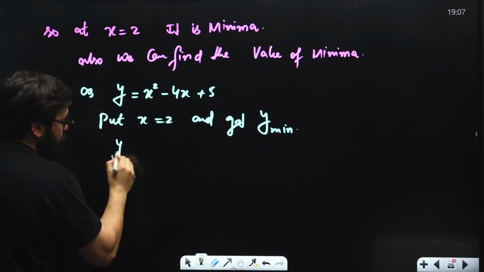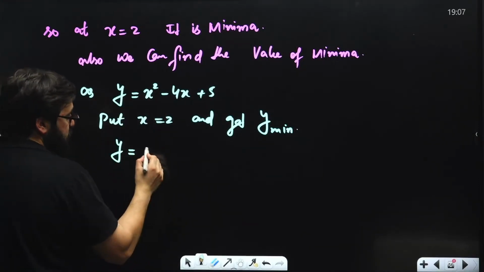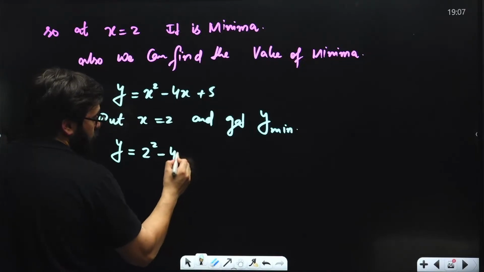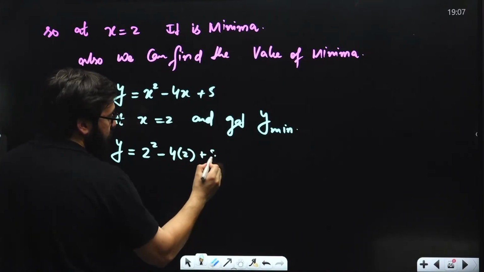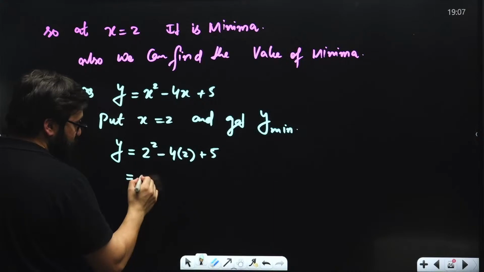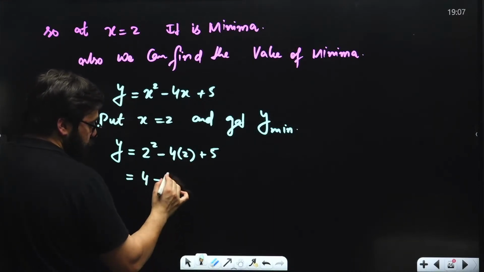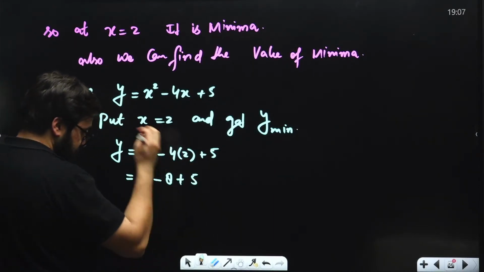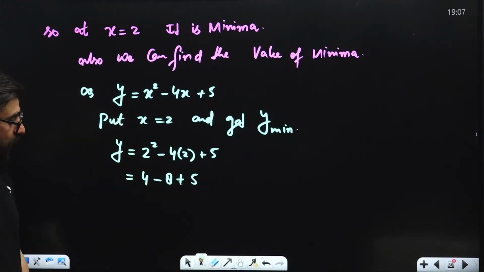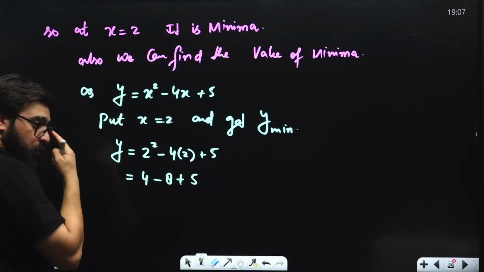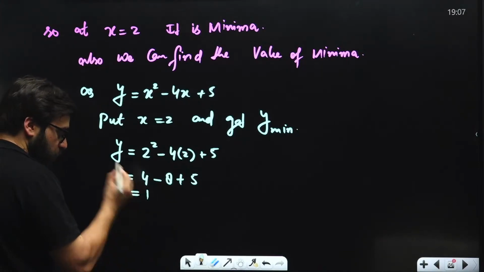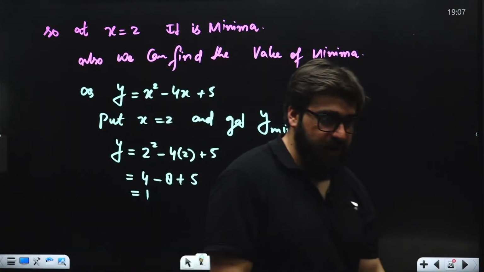So I can write y is equal to, put x is equal to 2, 2 square minus 4 into 2 plus 5. So this will be 2 square is 4, minus 4 into 2 is 8, plus 5. And this will be 5 plus 4 is 9, 9 minus 8 is 1. So the value of minima is 1.